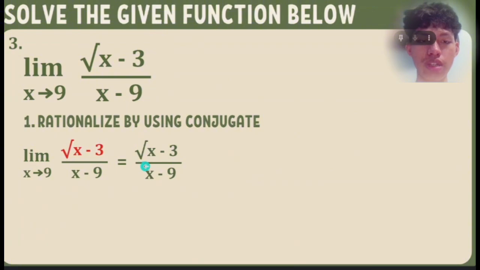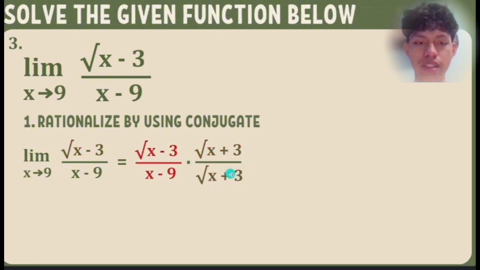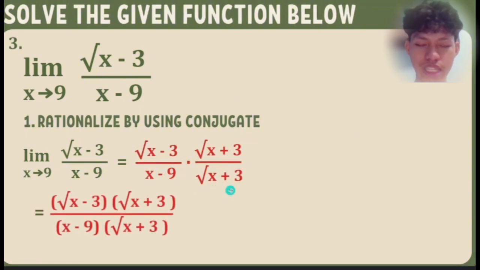So the reverse of the operation of square root of x minus 3 is the square root of x plus 3. So we would have to multiply the conjugate to copy that to the denominator also, and then multiply it. So the square root of x minus 3 all over x minus 9 times the square root of x plus 3 all over the square root of x plus 3. So it will give us an answer of this.